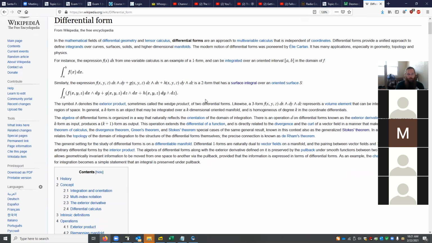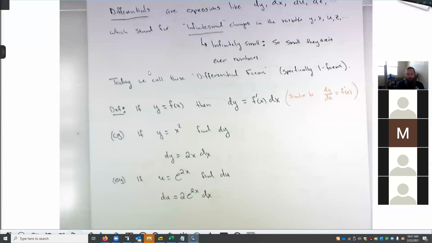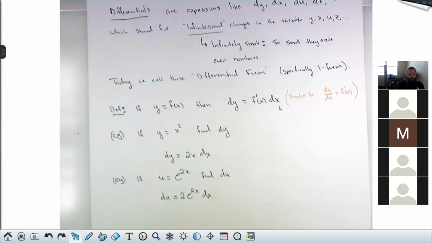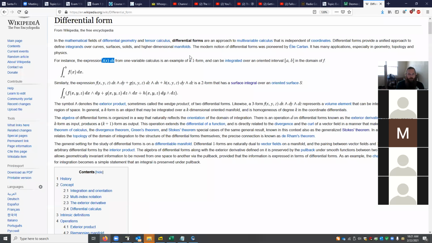Basically, mathematicians, when they started trying to think very carefully about what calculus is and how it can be applied to three-dimensional and higher spaces, started studying algebras built up out of derivatives. So the thing like f of x dx here, which is pretty similar to what we're looking at here, is what we call a one form or a differential form.